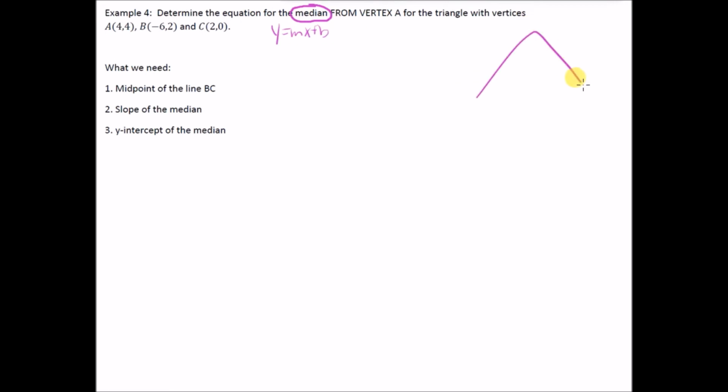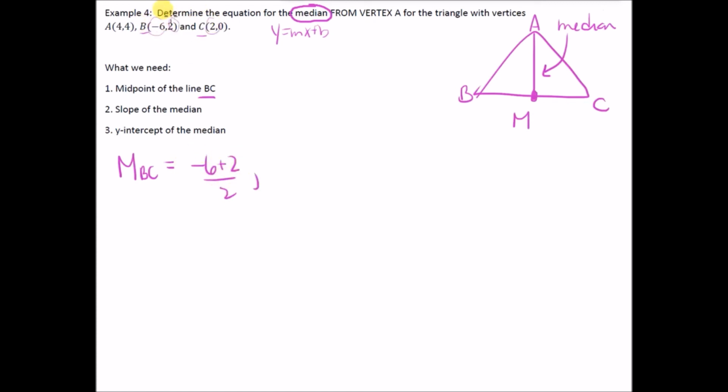So it's going to be from vertex A. So let's put the A at the top. And we know it's going to reach the midpoint of B and C. And that's going to be the median. Okay, so of course we need the midpoint of BC. Okay, so the midpoint of BC is negative 6 plus 2, divide that by 2, and then 2 plus 0, and divide that by 2. So negative 6 plus 2 is just negative 4 divided by 2. I get negative 2, 1. So that's going to be our midpoint.